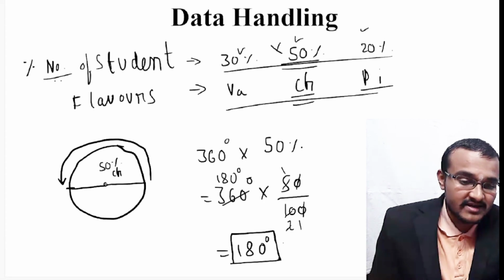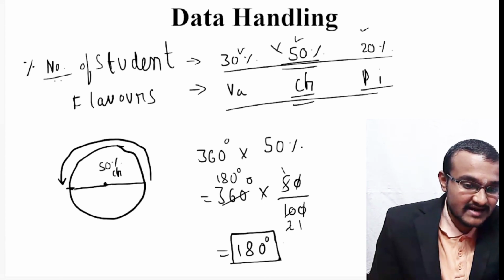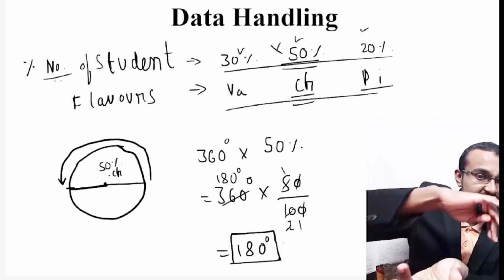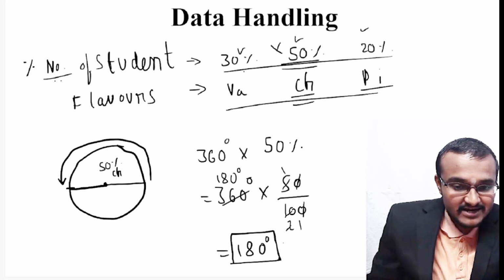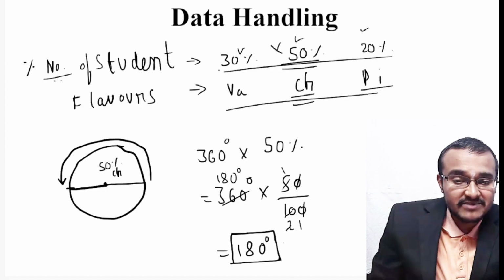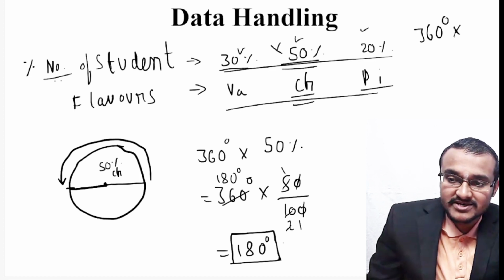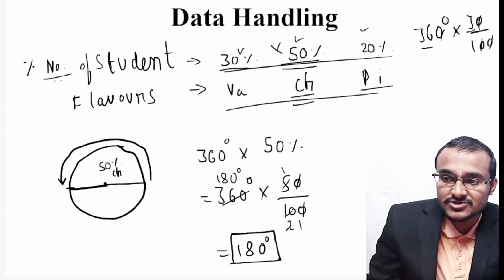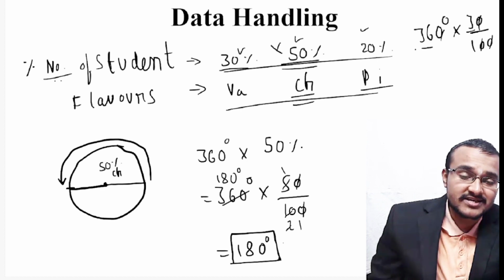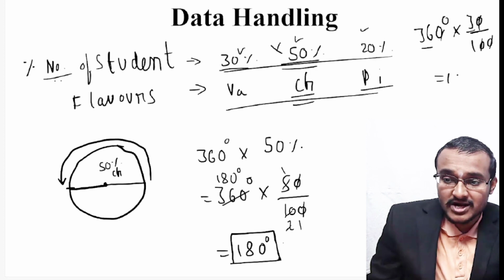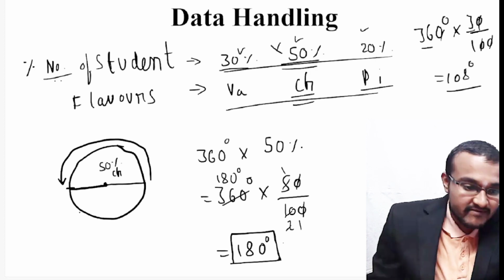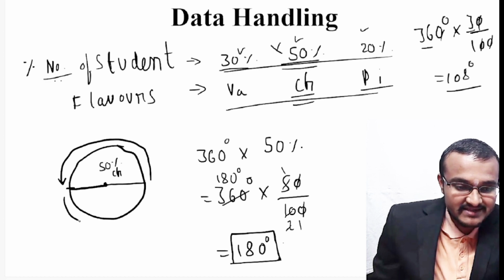Now keep the protractor on this point and on this line. On the second line which you have drawn, keep the protractor and note how many degrees will cover 30%. For that again you do 360 degrees into 30%. 30% is 30 by 100. Here the zeros get cancelled, so 36 into 3, which is 108. So 108 degrees. From here you should measure 108 degrees.